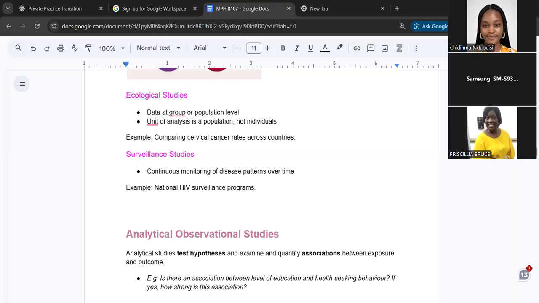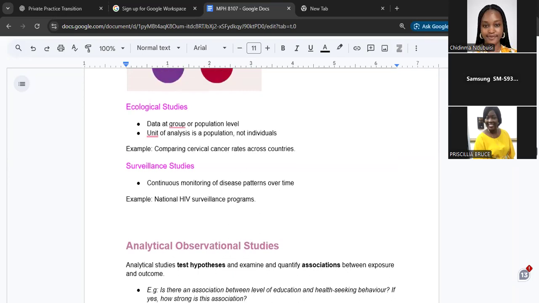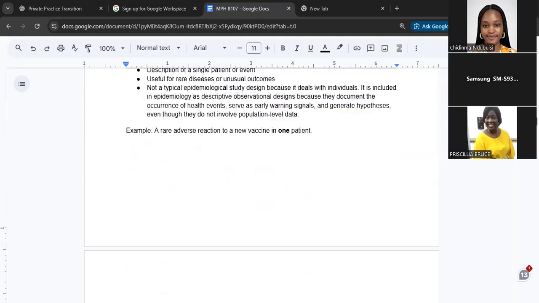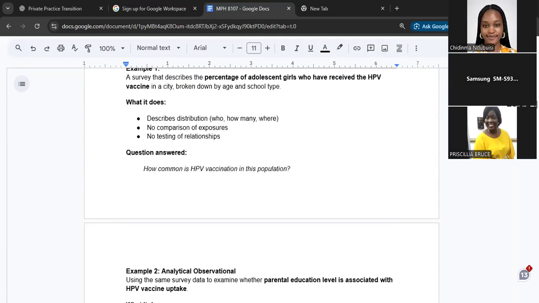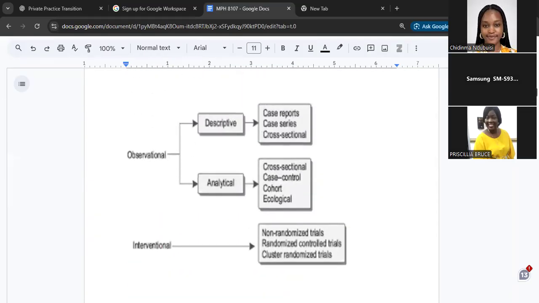Then we are going to move ahead to talk about analytical observational studies. So a brief recap, I will go back to the image we have up here, just for us to see it and look at it again. So in observational studies, we have descriptive and analytical studies. And we have talked about descriptive studies. We've talked about case reports, case series, cross-sectional studies. Now we want to go to analytical studies.